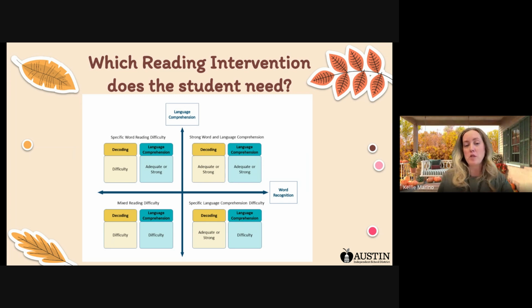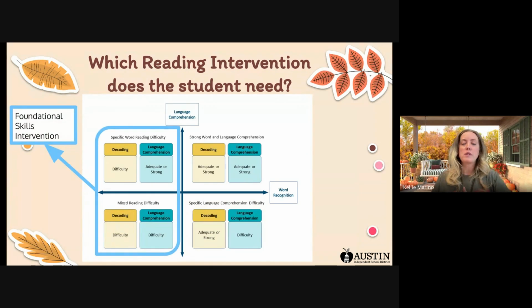So on the left-hand side of the chart, this would be where word recognition is low. Moving to the right is where word recognition is high. At the bottom of the chart is where language comprehension is low. As we move up the chart, that's where language comprehension is high. And I want you to notice that in all cases where a difficulty in word recognition or decoding is noticed on the left-hand side of the chart, those students should be prioritized into foundational skills intervention, even in the upper grades, especially in the upper grades.